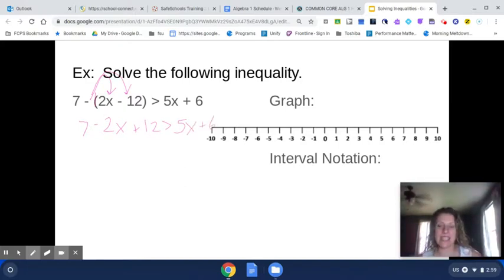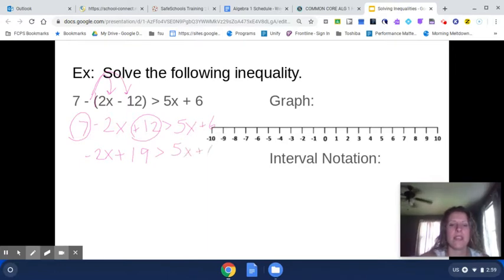All right, I see some like terms that we can simplify. Here we have 7 and we have +12, both on the left side. So I'm going to go ahead and combine those like terms. 7 plus 12 gives me 19. I'm going to bring down the -2x plus 19 is greater than 5x plus 6.